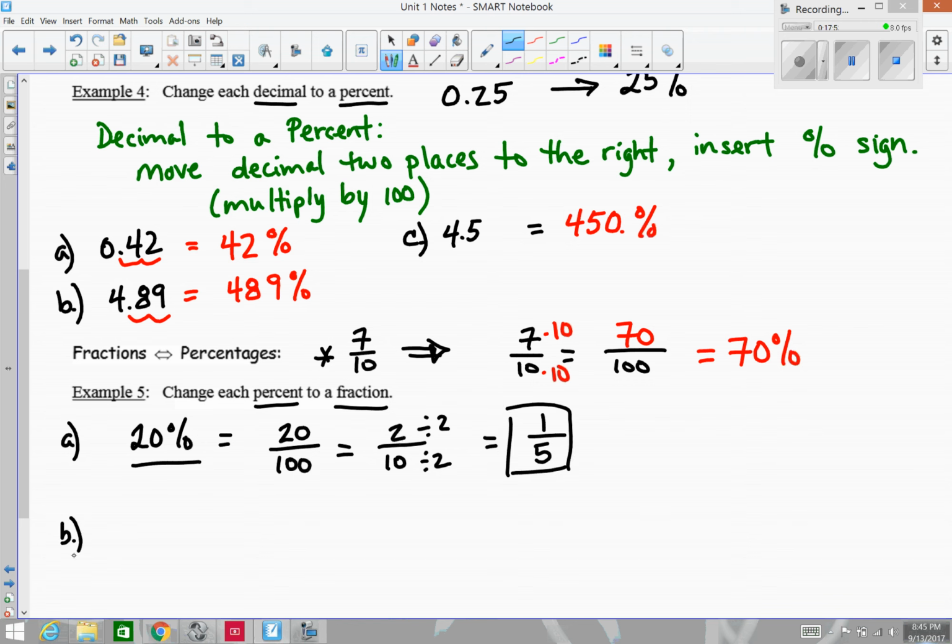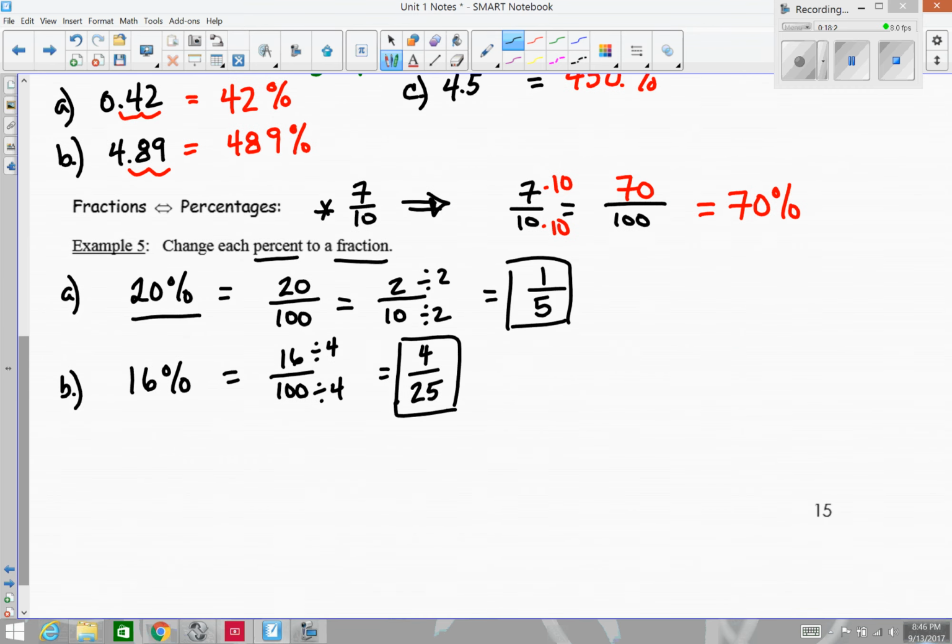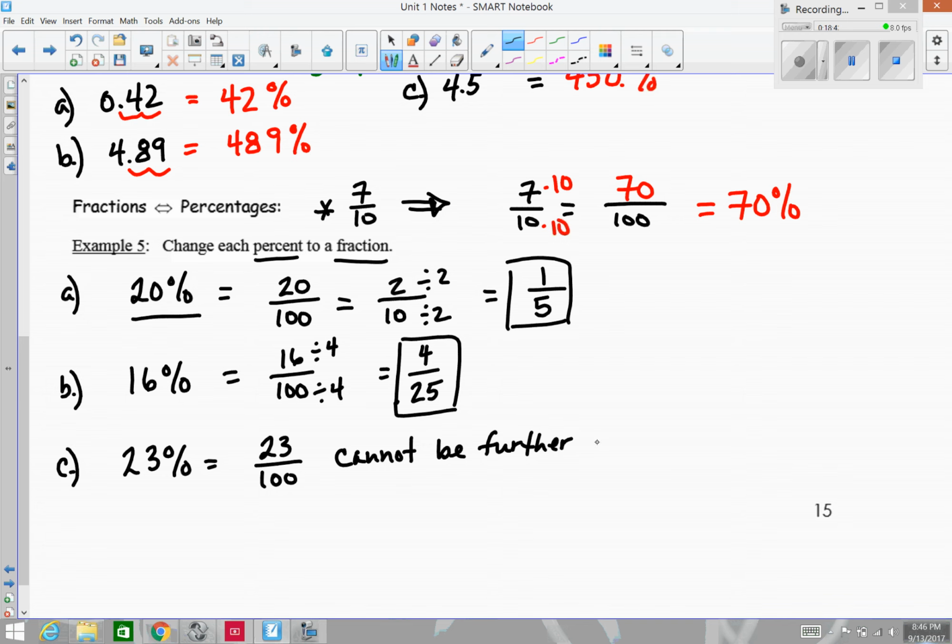Let's take a look at another. Let's take a look at 16%. Writing that as a number compared to 100, I can simplify this by dividing the numerator and denominator by a common factor of 4. And I get 4/25, which can no longer be simplified. If I have something like 23%, I would compare that to 100, and that does not reduce, cannot be further simplified. So that is my final fraction for that one.